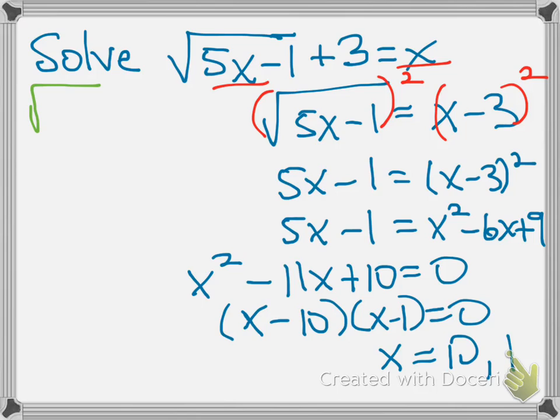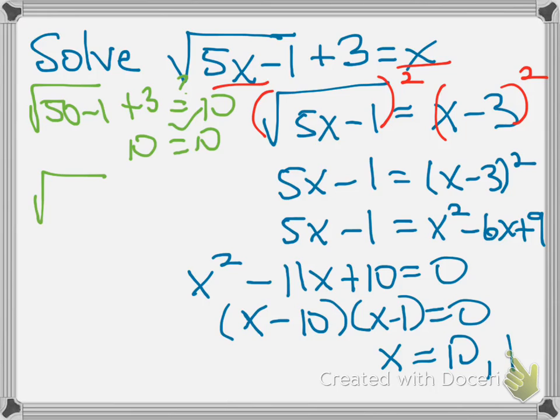So if I plug 10 in for x, we would get the square root of 50 minus 1 plus 3. We want to see if that is actually equal to 10. 50 minus 1 is 49. The square root of 49 is 7. So 7 plus 3 is 10. So that works out.